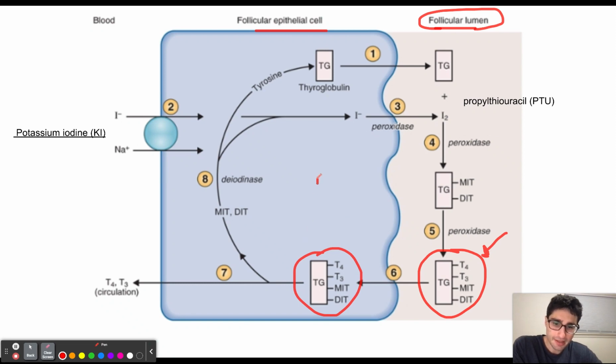Now, once we have the iodinated thyroglobulin in the epithelial cell, we can then release the T4 and the T3 that it has into the circulation. And once in the circulation, T4 and T3 are then going to have their effects on tissues. Now we can actually recycle MIT and DIT, and this is going to be a way for the body to conserve energy. And then this process is going to start all over again.